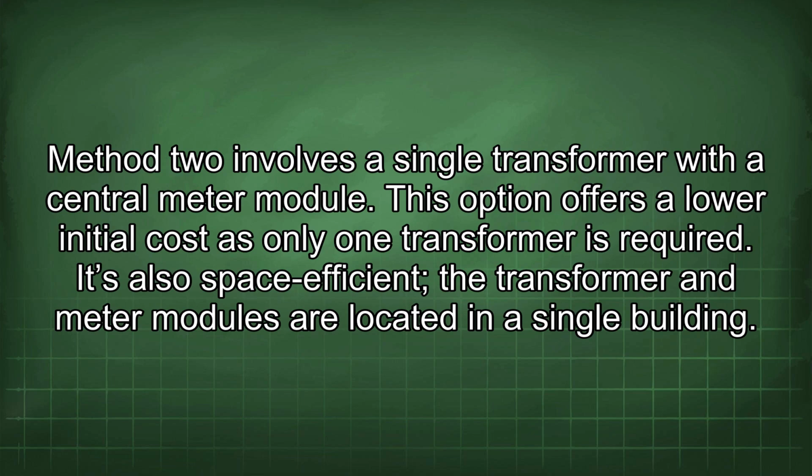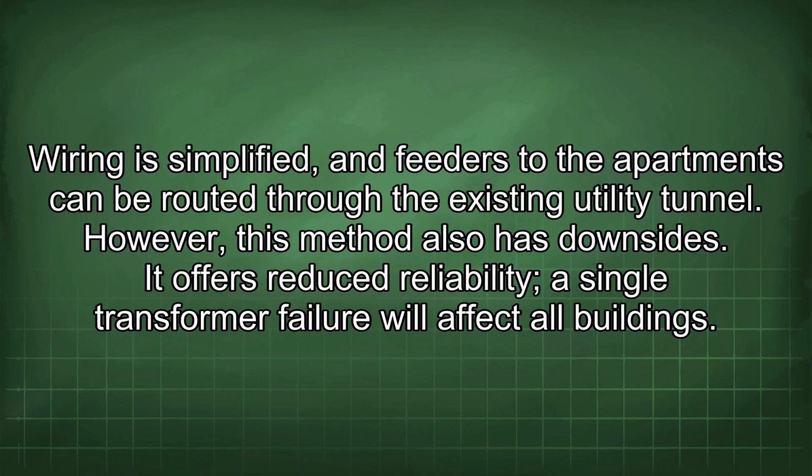Method 2 involves a single transformer with a central meter module. This option offers a lower initial cost as only one transformer is required. It's also space efficient. The transformer and meter modules are located in a single building. Wiring is simplified, and feeders to the apartments can be routed through the existing utility tunnel.